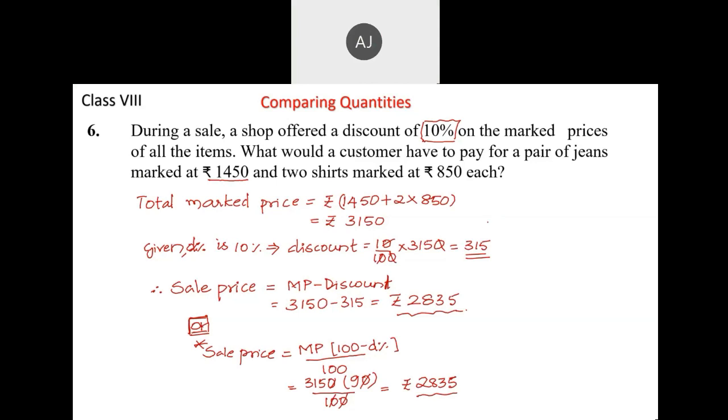Do you want to use the formula or this method? We can use the formula, sir, we can get the direct answer. The very important thing is that the formula should not be misunderstood, and you should not take MP into 100 by 100 minus discount percent, or everything will go wrong. Using the formula, it is easy to calculate, but to remember the formula is more important.